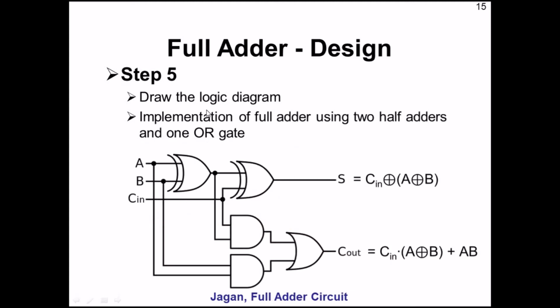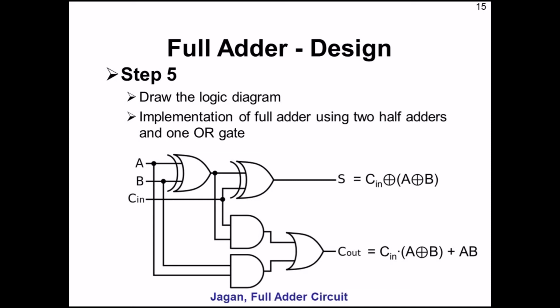Now let's see the logic diagram for implementing the full adder circuit using two half adders and one OR gate. So how many inputs do we have? 3 inputs, A, B, Cn. So what is this? A XOR B. So I will make use of an XOR gate. What is the output that comes from the first XOR gate? A XOR B, which is nothing but the result of a half adder sum.